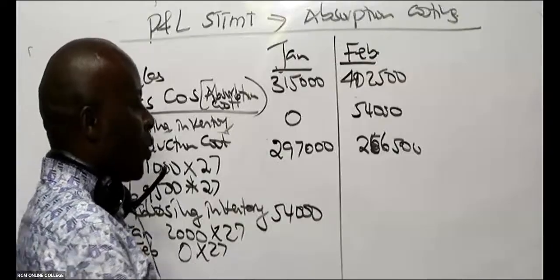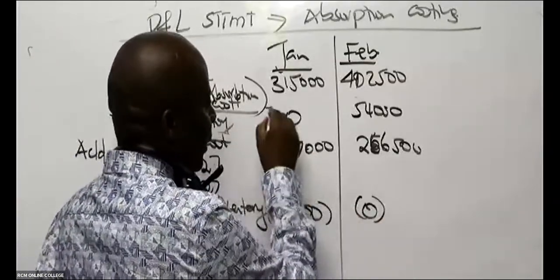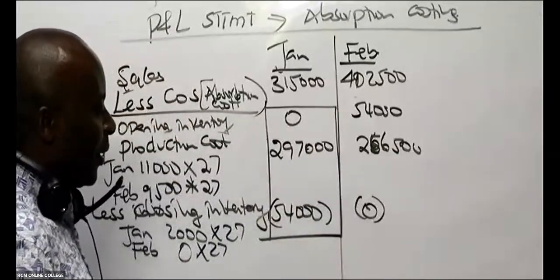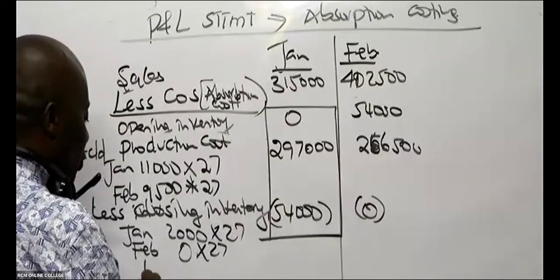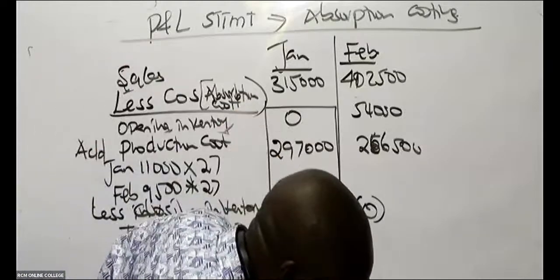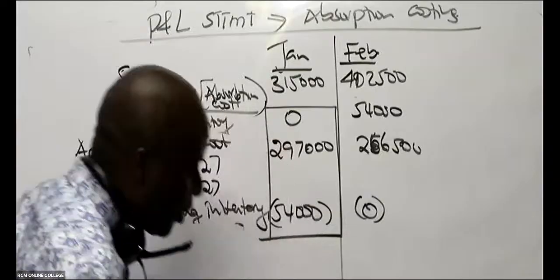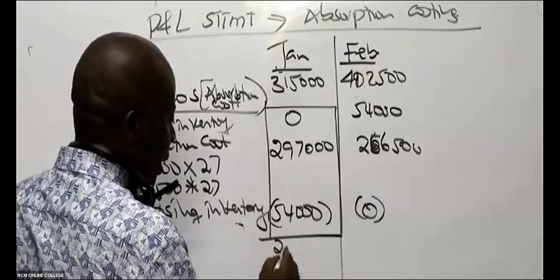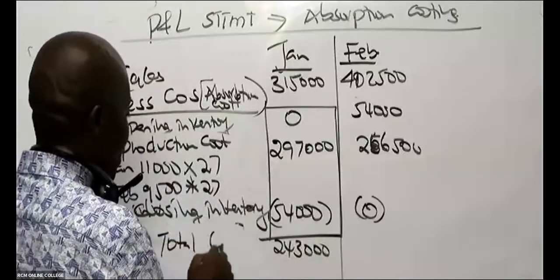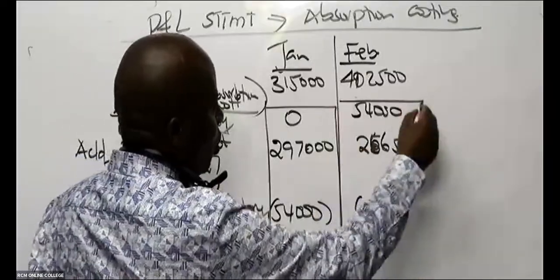The other one is what here? So you subtract, but remember you must do this for cost of sales. Give me the total cost of sales here. The first one is 243,000. Total cost of sales, 243,000. How about total cost of sales here?